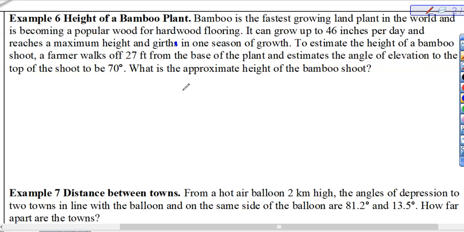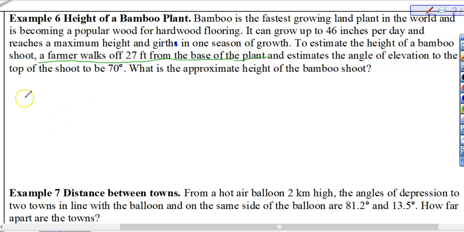Okay? To estimate the height of a bamboo shoot, a farmer walks off 27 feet from the base of the plant and estimates the angle of elevation to the top of the shoot to be 70 degrees. What's the approximate height of the bamboo shoot? So let's draw a picture. So let's go back. It says to estimate the height of a bamboo shoot, a farmer walks off 27 feet from the base of the plant.